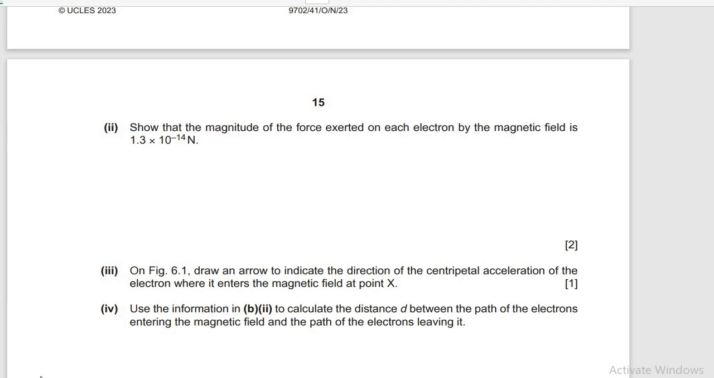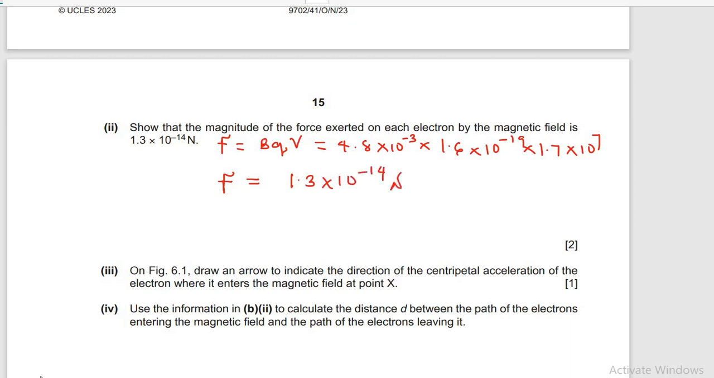Now show that the magnitude of force exerted on each electron in the magnetic field is 1.3 times 10 to the power negative 14. What is the magnitude of force on the electron in the magnetic field? The formula is BQV. The magnetic field, we are given 4.8 millitesla. Charge on electron is 1.6 times 10 to negative 19. Velocity is 1.7 times 10 to the power 7 as given earlier. So punch these in your calculator. We have 1.3 times 10 to negative 14 newton.